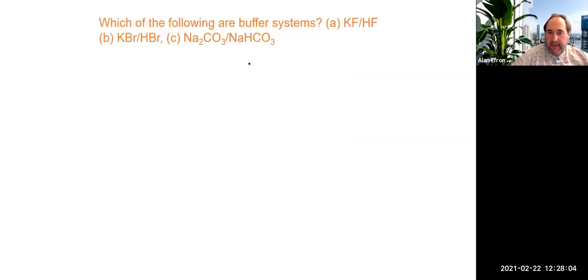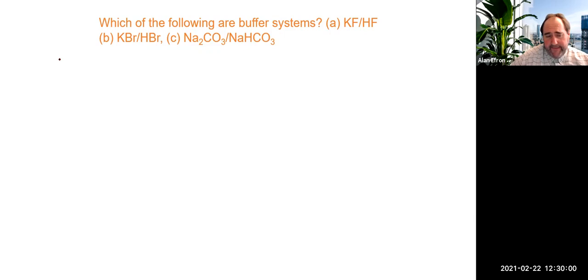So take a second here and look at each of these and decide whether or not each of these could be a buffer system or not. Take a second. We'll talk about which ones are, which ones are not. You need those two things, right? You need the weak acid or weak base and its conjugate acid or conjugate base. So really, what does that mean? It's really the same relationship we talked about with Bronsted-Lowry. We need at least two things that are related to each other by only a difference of an H+.